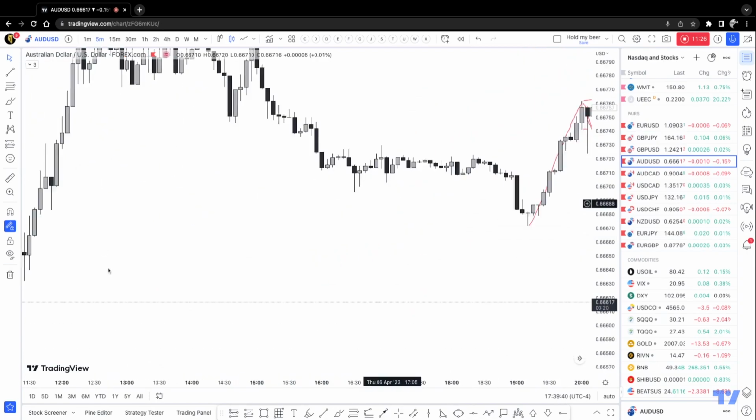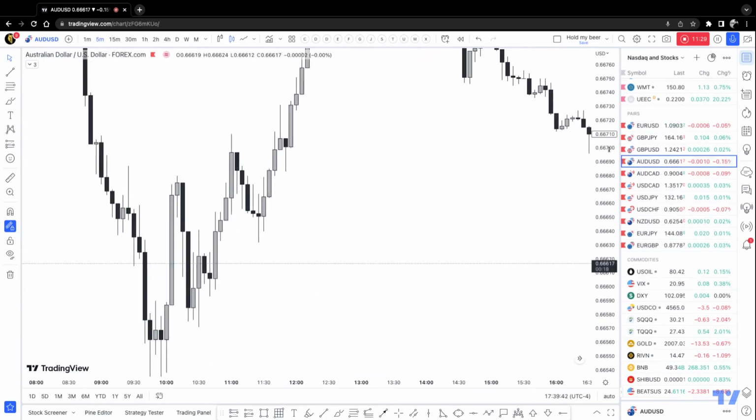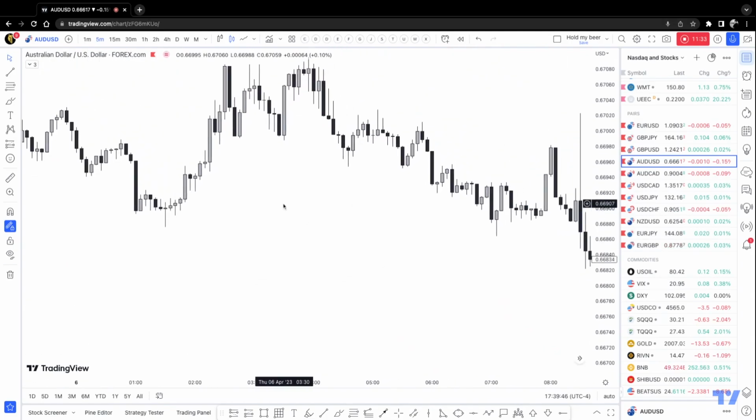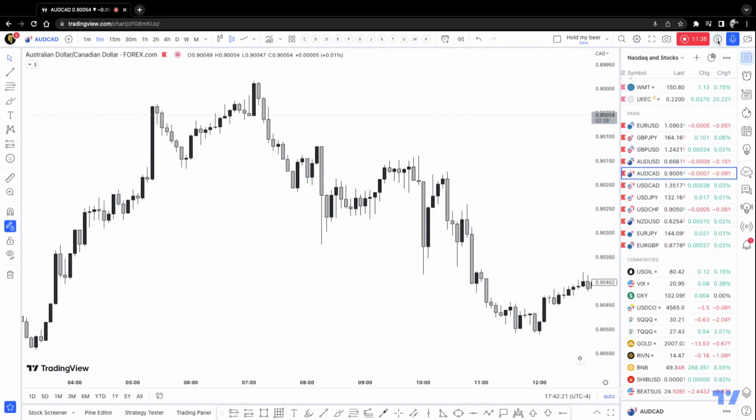Now, let me give you another example on a bearish side. Look at this scenario, for example, right here. We see the market is dropping right here, right? Where was the last high? The last low, I'm sorry.